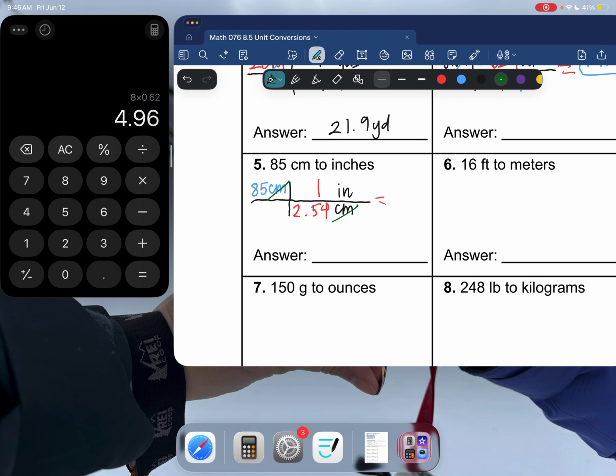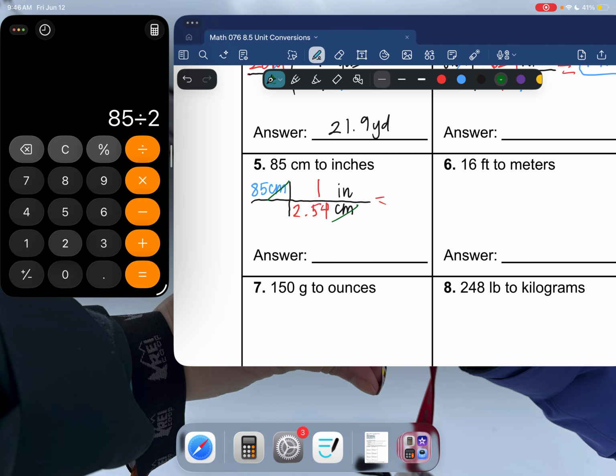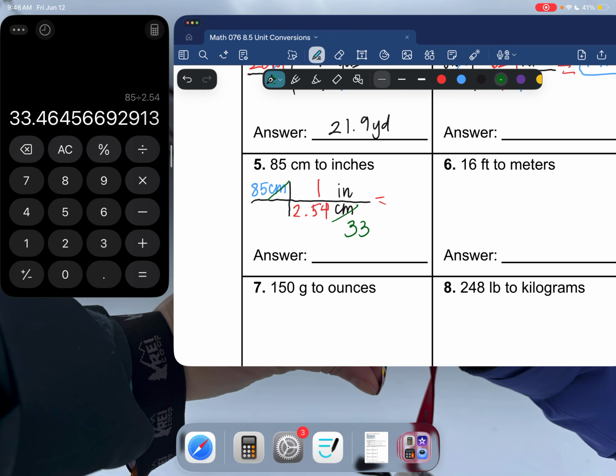I'm going to multiply what's in the top row, or my numerator, 85 times 1, divided by my denominator, 2.54, which gives me 33.464, and I am rounding to the nearest tenth, so I am rounding up, so my answer is going to be 33.5, and my units, I'm left with inches, which is good because that's what I was hoping to get.